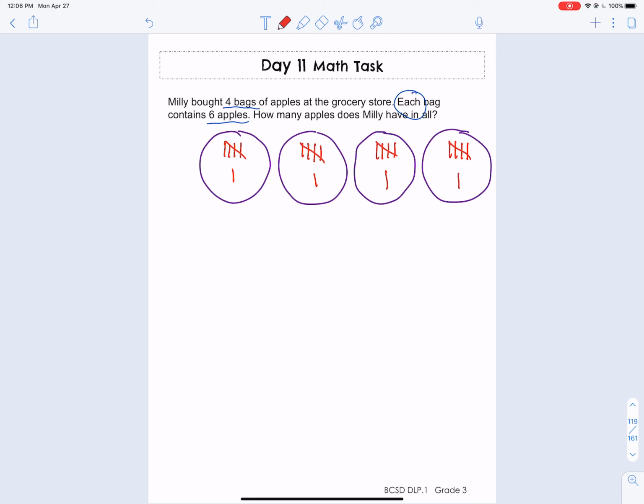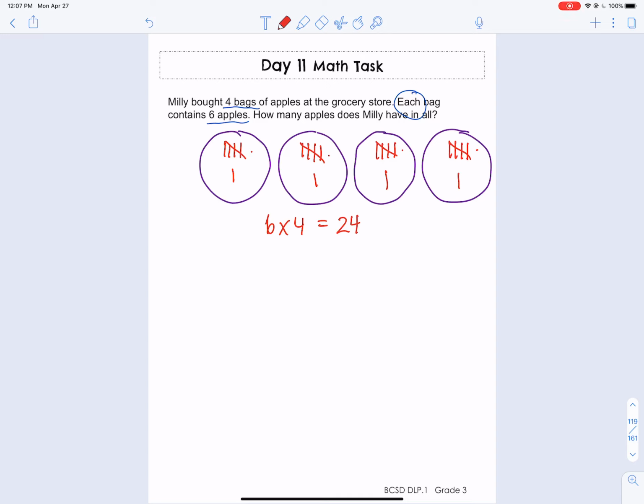Okay, so now I can easily use the tally marks to count how many apples I have altogether. I can count 6 plus 6 plus 6 plus 6 if I want, or I can do my fives first. That's the beauty of using tally marks. So I see 5, 10, 15, 20, and then 1, 2, 3, 4. Therefore, 6 times 4 equals 24.